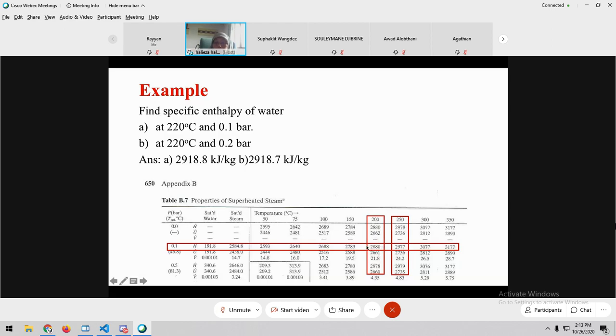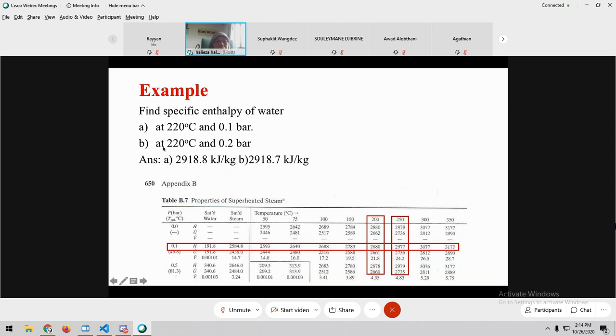So you need to get that value at 220. Interpolate between 2,880 and 2,977. That's what you need to do, and the answer will be 2,918. You can do the calculation and check whether your answer is the same as given.